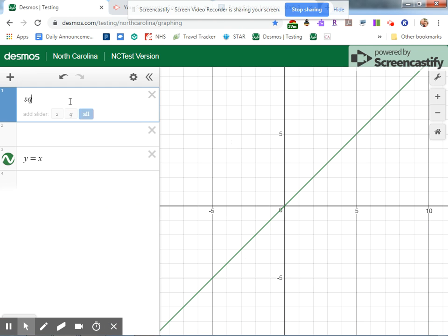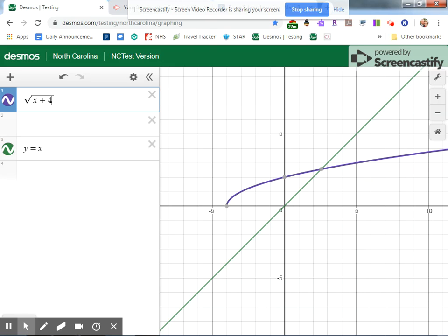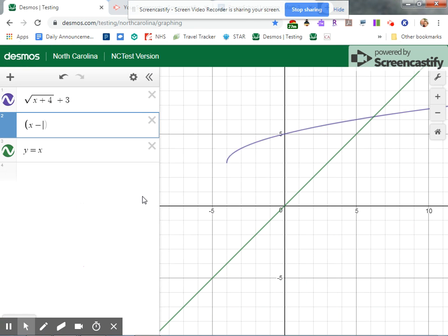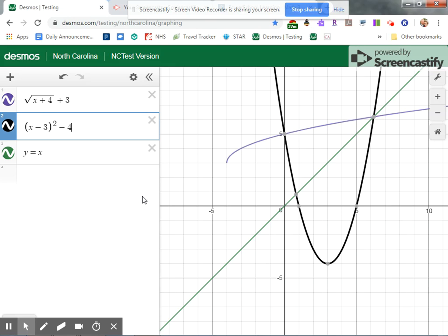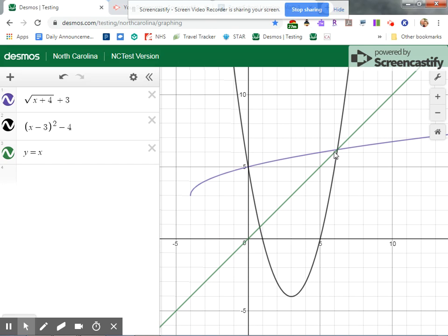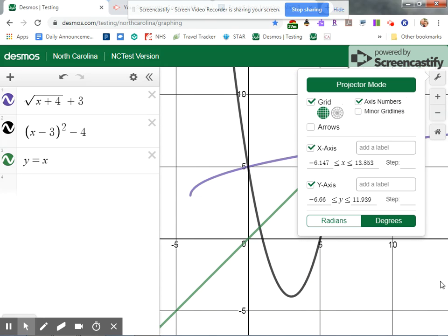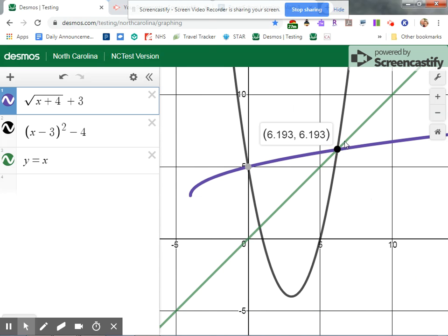So if our original is the square root of x plus 4, plus 3, okay, that was our original function. And then our inverse is x minus 3 squared minus 4. Now, let's look at the important parts. Remember where the two curves intersect? Make it so you can see that a little bit better. Where the two curves intersect, y equals x is supposed to go through that point as well, so that checks off.